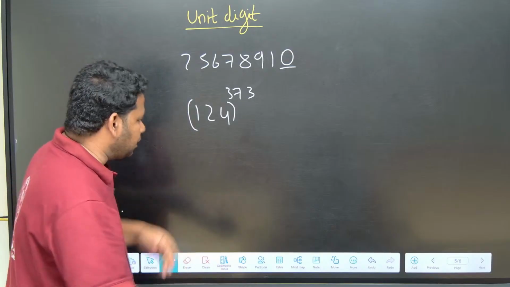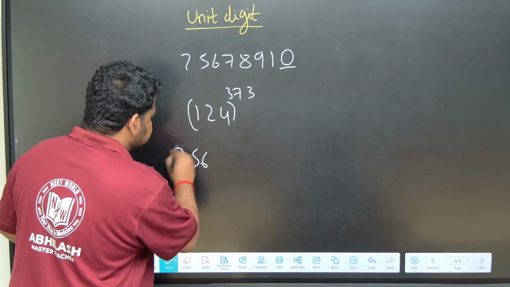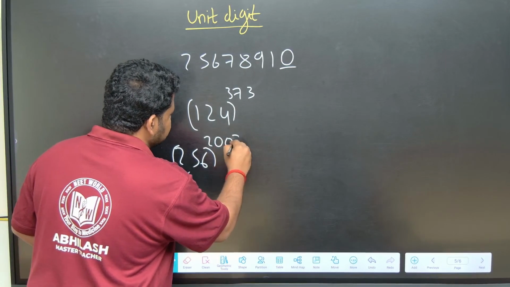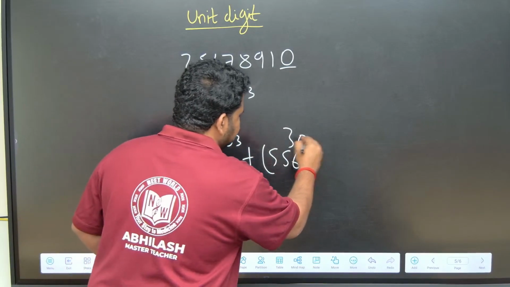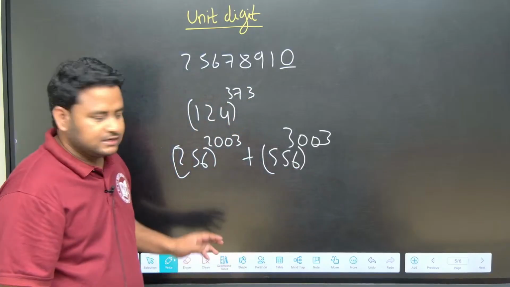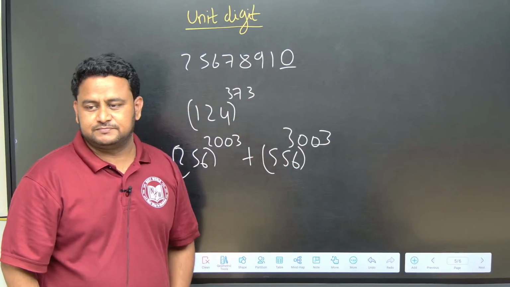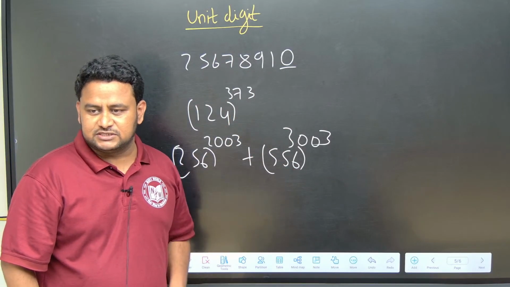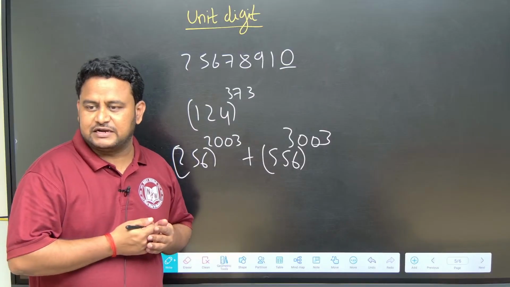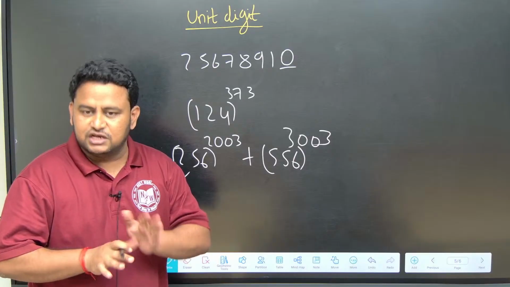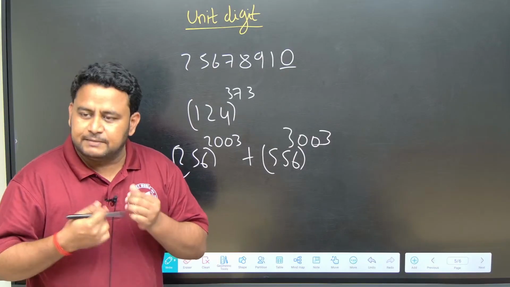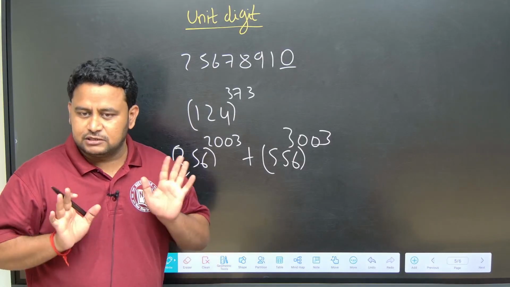Or they will give a question like 256 to the power of 2003, or 556 to the power of 3003, and ask us to find the unit digit of this. It is very difficult to find. In number system, if you know the concept, you can solve the question. If you don't know the concept, it is impossible to solve the question. That's why you should know the concept.